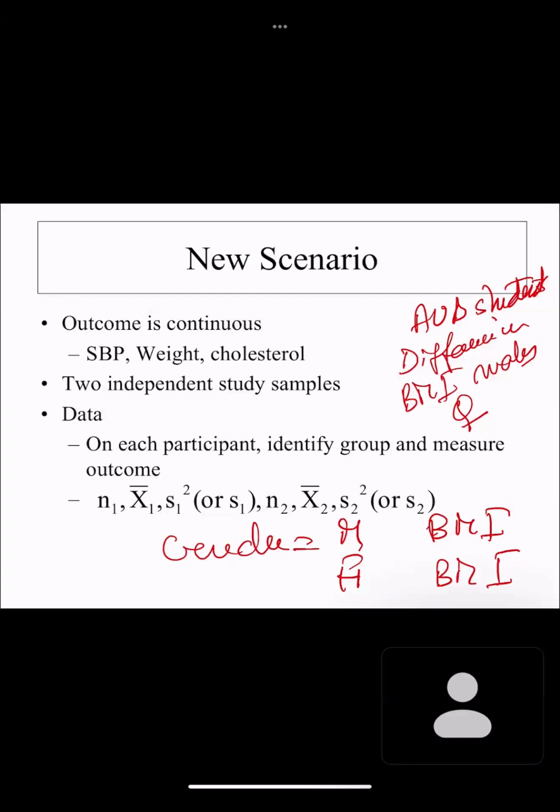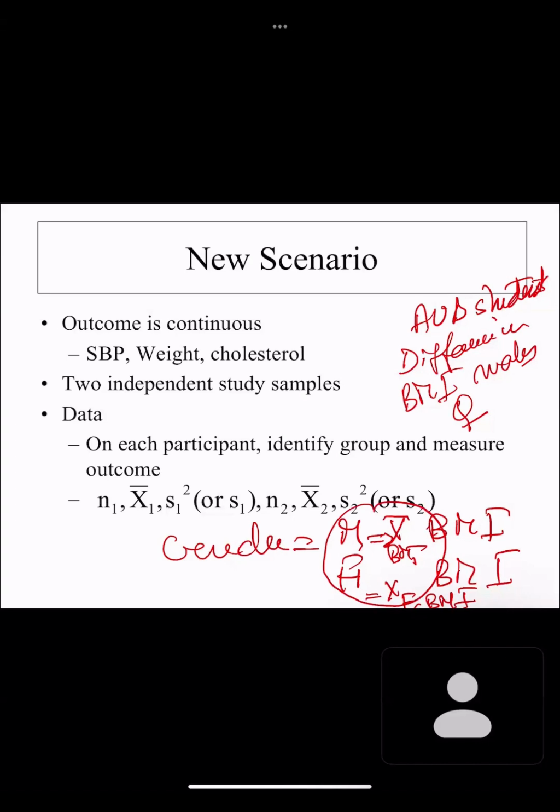So what I get from the data is an X bar of BMI among male and an X bar for female of body mass index. So these are called two independent study samples. These study samples, I use them to check whether the population of male is different from the population of female. So the data I get, I do a cross-sectional study. I collect data on gender, male, female.